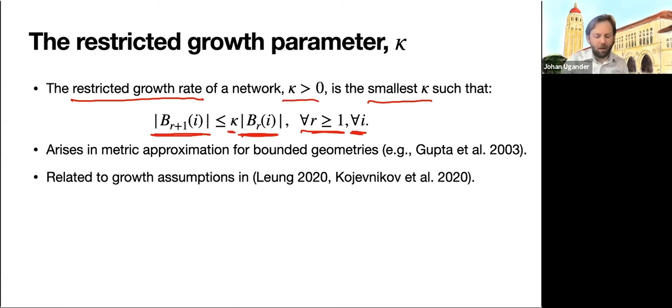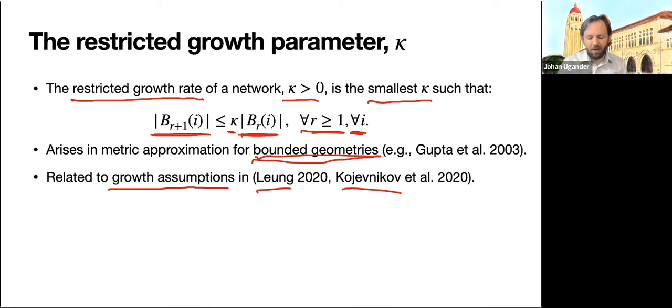Now, it comes from this literature on bounded geometries in math and theoretical computer science, but there's actually been a bunch of parallel work on using growth assumptions in network interference experiments. See these 2 recent papers that are in the bibliography of the randomized graph clustering paper.